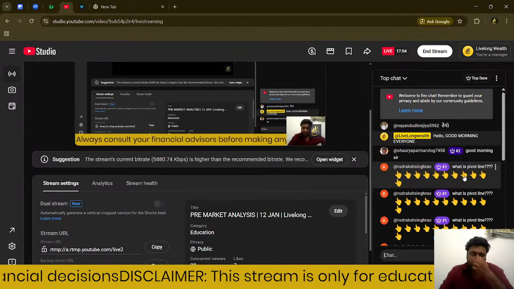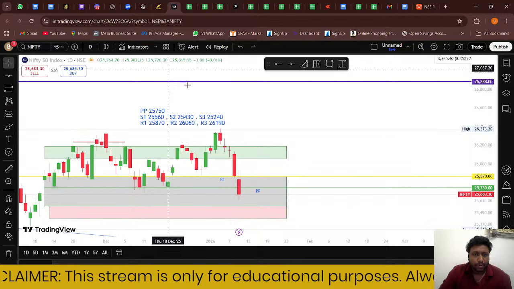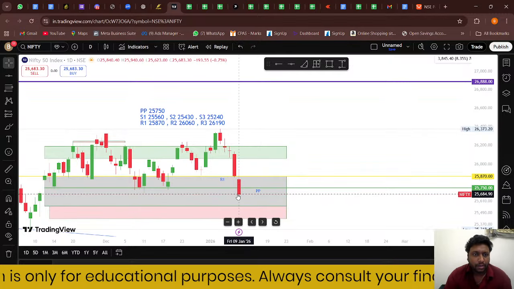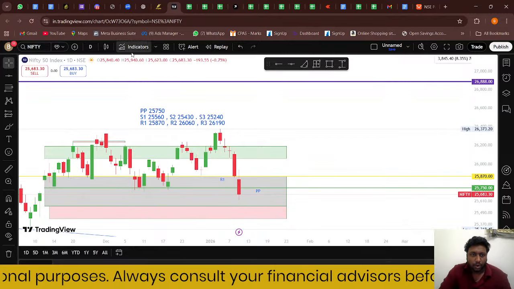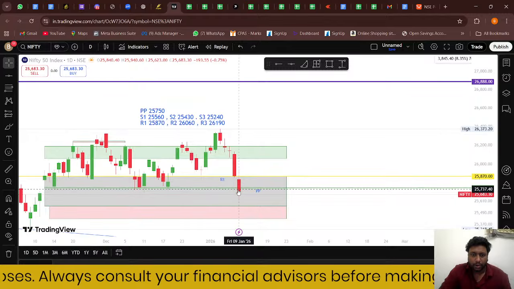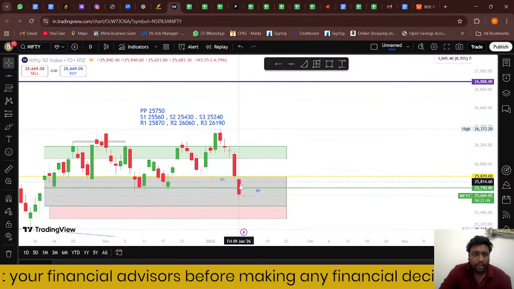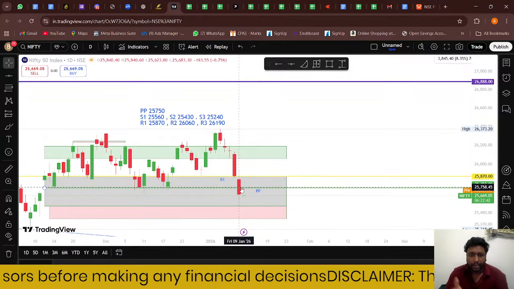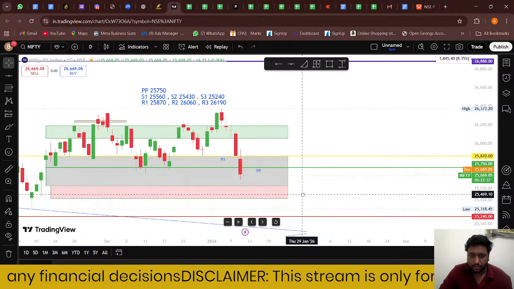What is pivot line? Let me explain. We calculate the pivot line with respect to the previous day's levels. If you see here on the top, we can see the high, low, and close. We will be taking the three values, calculating high plus low plus the closing value divided by 3. That's how we are getting the pivot line level.